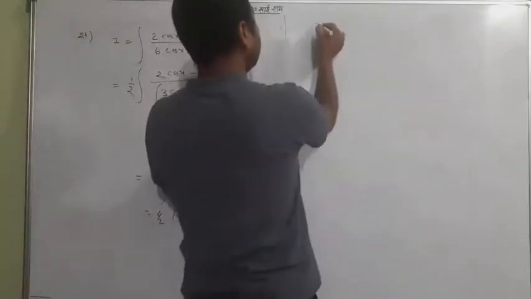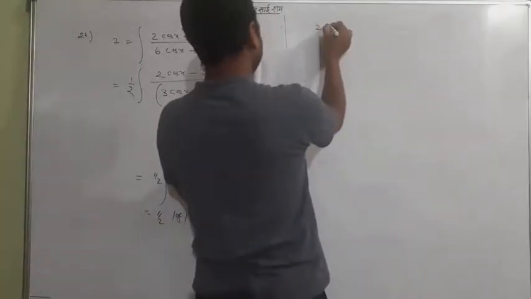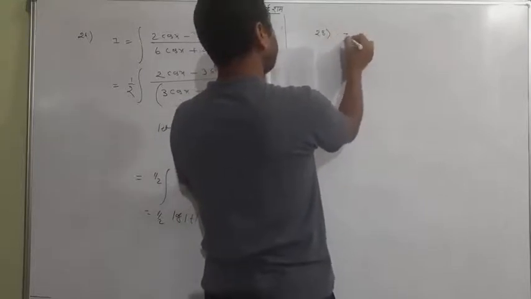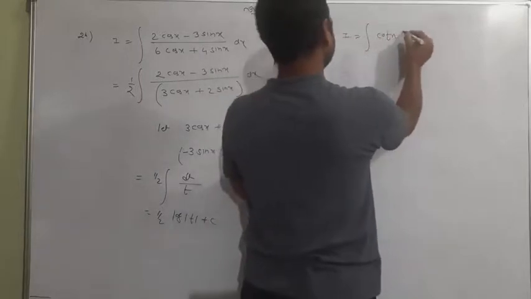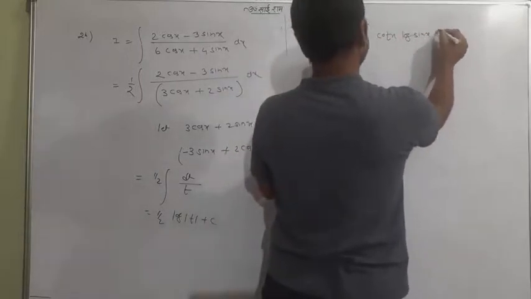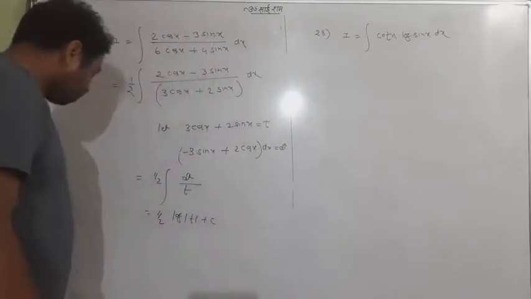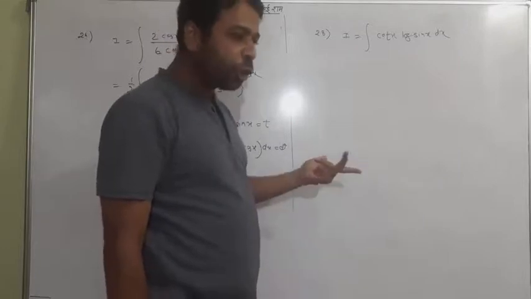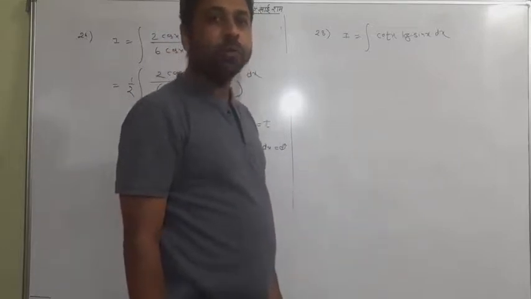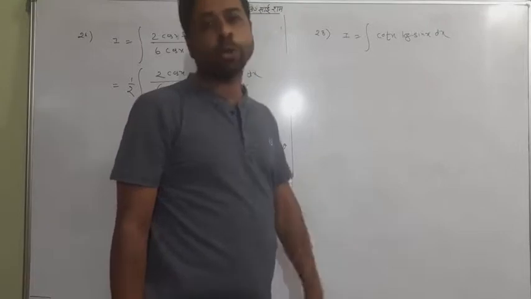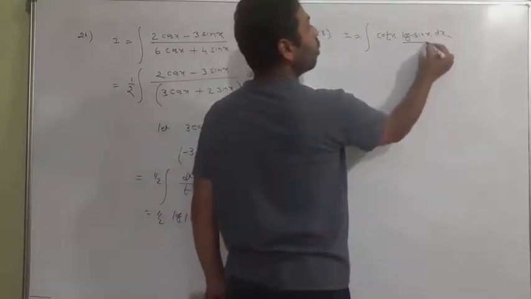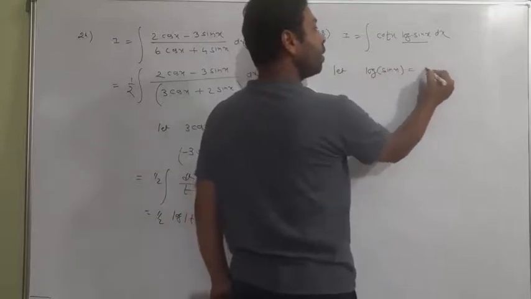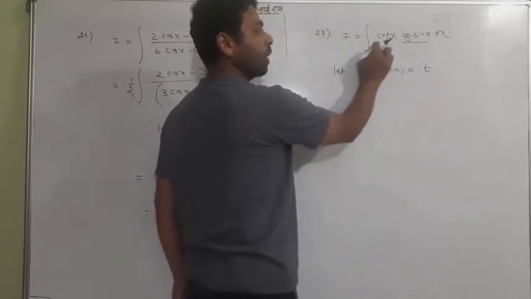Now I'll go with 28, I think very easy. I just want to tell you, cot x log sin x dx. This is the question. It looks a bit tough, but it is very easy. I tell you one thing, at initial sight you cannot understand to which you have to consider t, but I tell you that log sin x is the function to take as t, because the differentiation of this is going to be cot x.